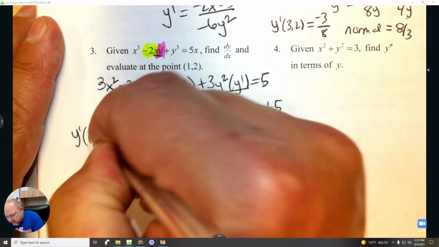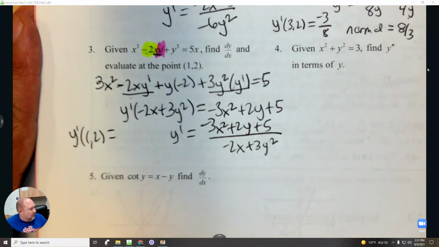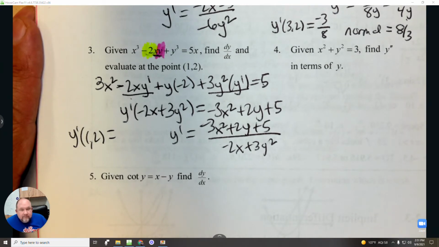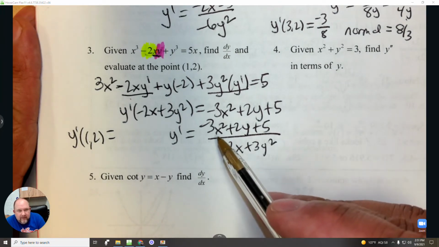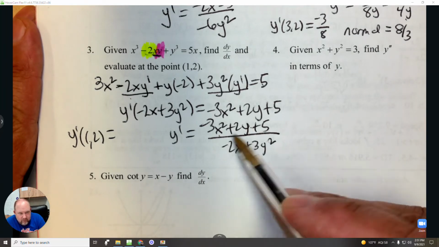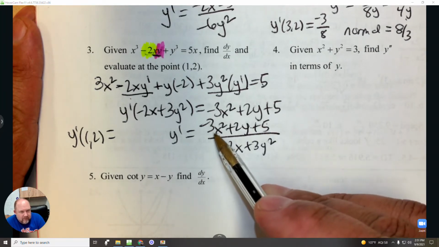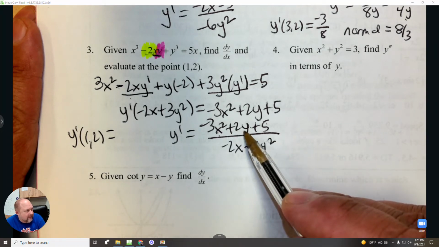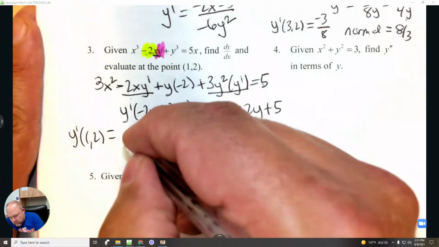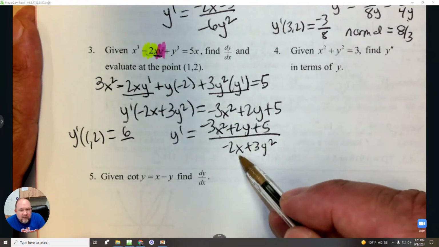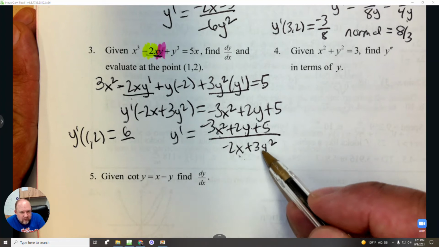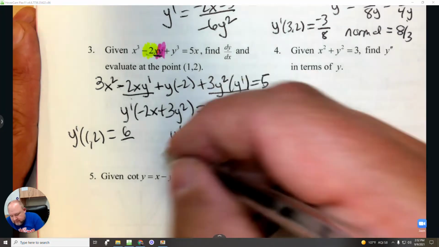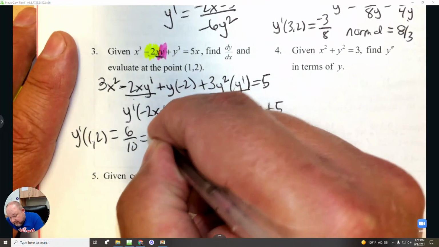I can do that here. So if I plug in the point 1, 2, so if x is 1 and y is 2, that's what? Negative 3. 5 take away 3 is 2. Plus 2 times 2, that's 6, right? Here, it's 1, so it's negative 2. 2 squared, 3, that's 12. So it's negative 2 plus 12. So that's the same as this. Done.